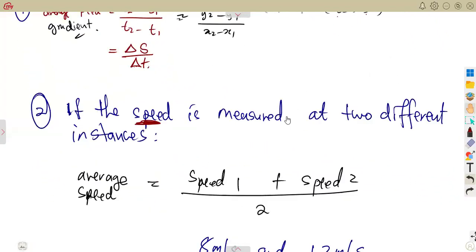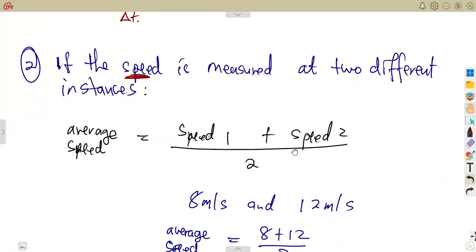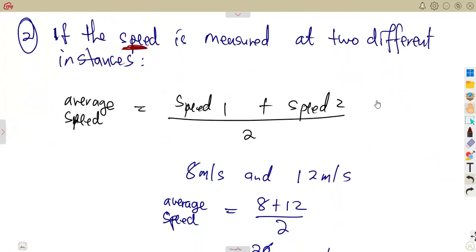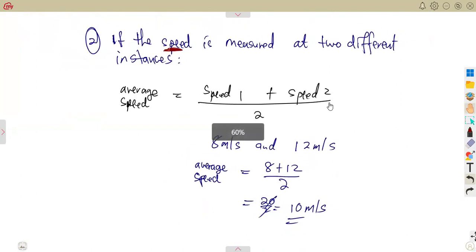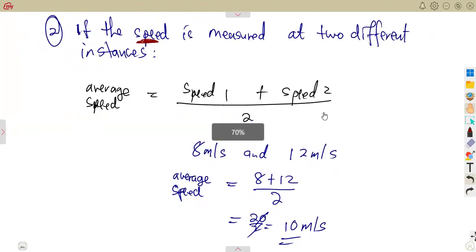But on this one, it's already speed. It's already a speed that you're given, a speed of this and a speed of this under a certain period of time. You just find your average by adding the two speeds, or the two velocities if they give you velocity, then divide by 2. That's the average speed or the average velocity. So you're going to have a continuation.